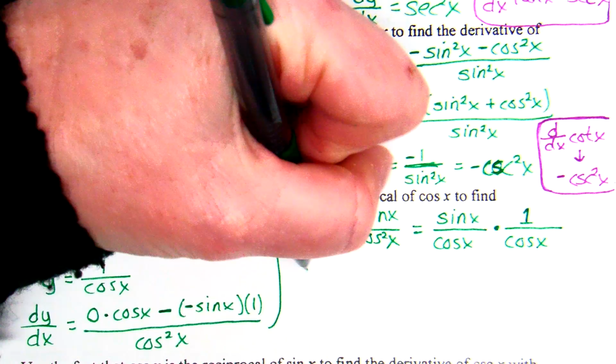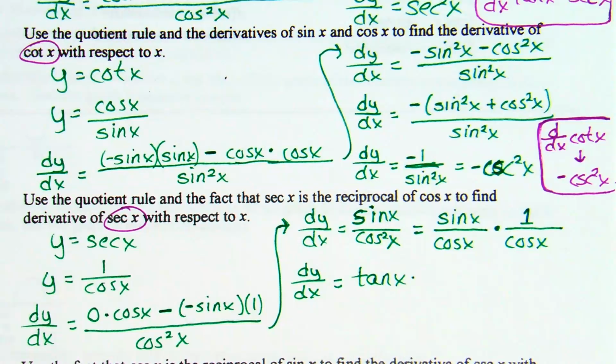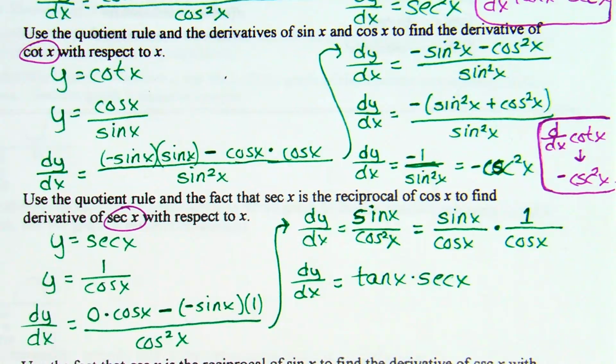Okay. So now, convert each of those fractions. What is sine over cosine? Tangent. What is 1 over cosine? Secant. And so what we just learned is the derivative of secant is secant tangent. Now, that's why I put tangent and then secant. I just said it backwards.